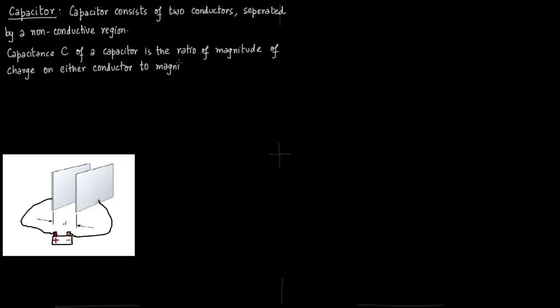So what is the capacitance? Capacitance, which we denote by C, the capacitance of a capacitor is the ratio of the magnitude of charge on either conductor to the magnitude of potential difference between conductors.